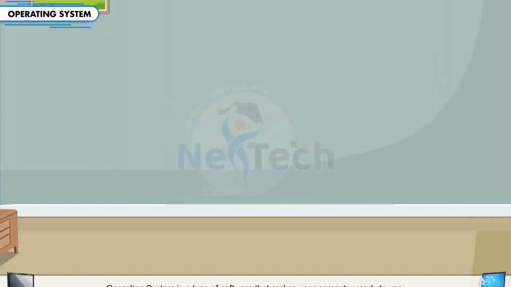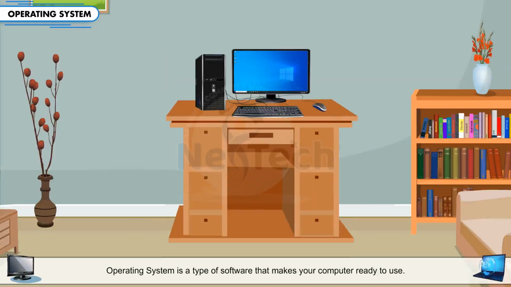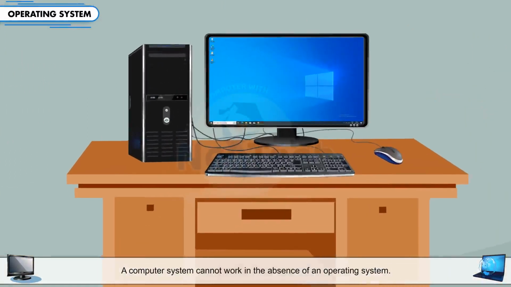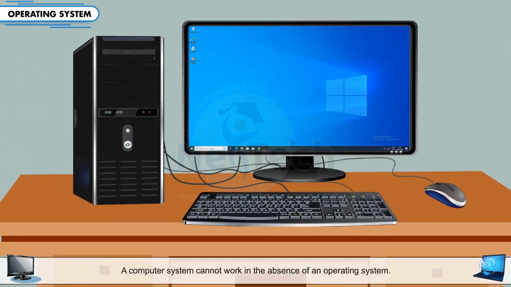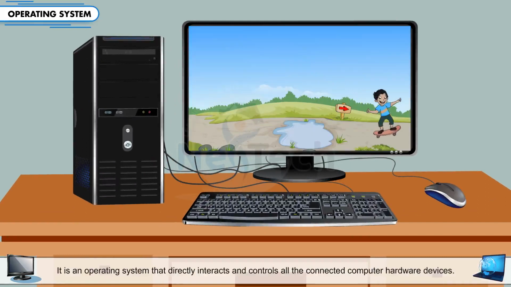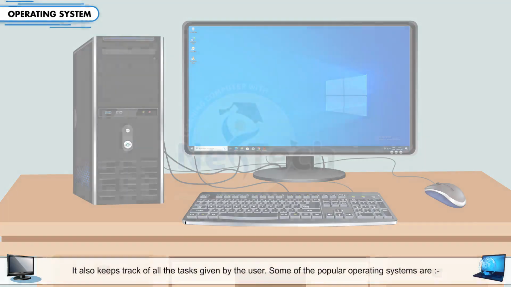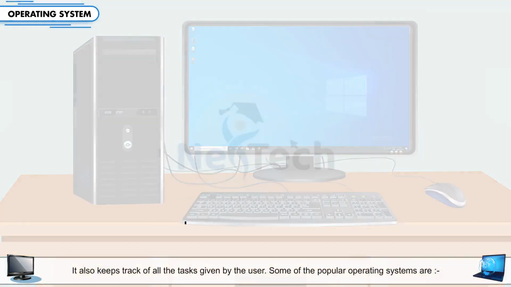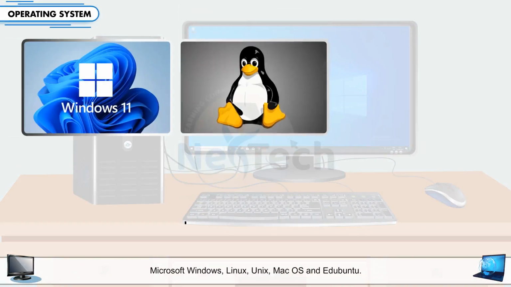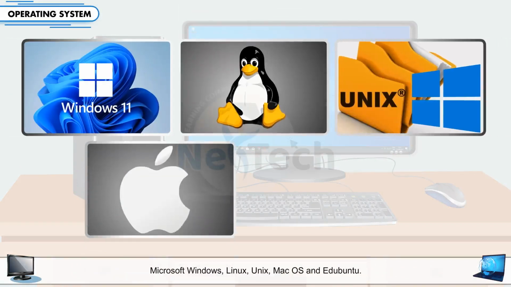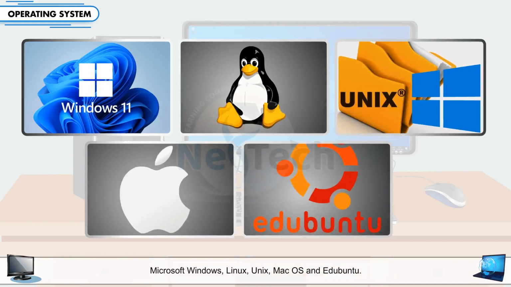Operating system. An operating system is a type of software that makes your computer ready to use. A computer system cannot work in the absence of an operating system. It is an operating system that directly interacts with and controls all the connected computer hardware devices. It also keeps track of all the tasks given by the user. Some of the popular operating systems are Microsoft Windows, Linux, Unix, Mac OS, and Edubuntu.